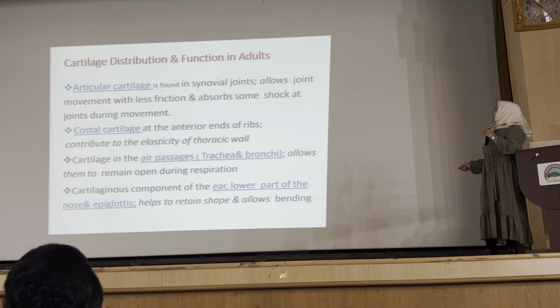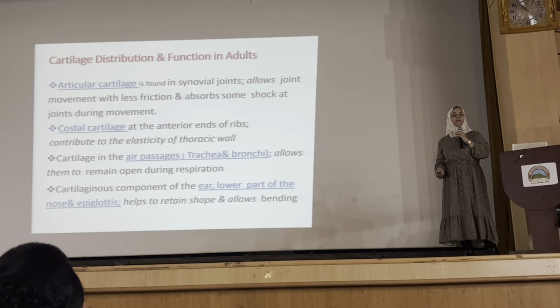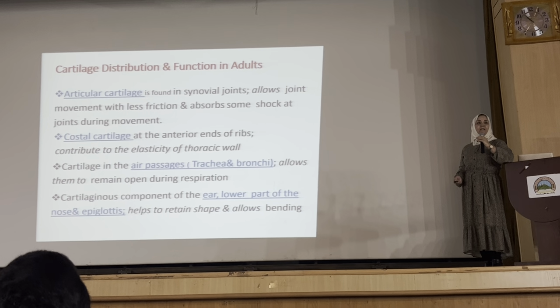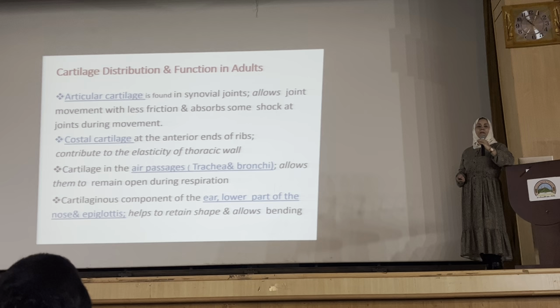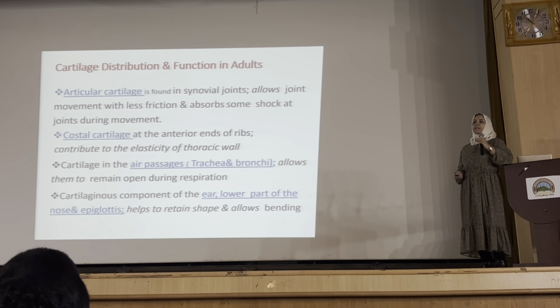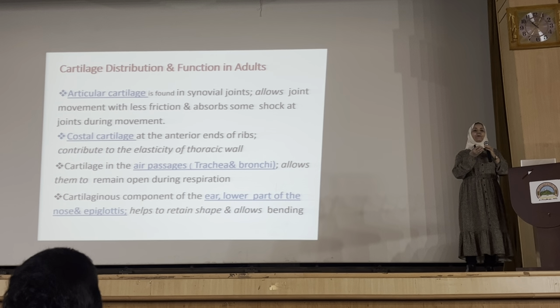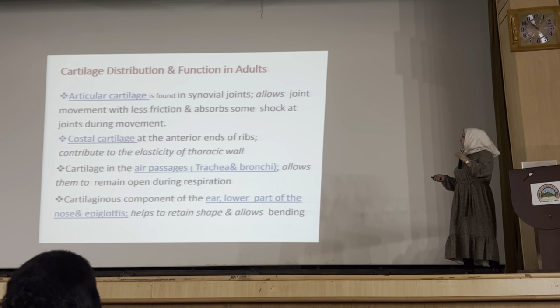Also, cartilage is found in the wall of the air passages. For example, the trachea and the large bronchi all have rings or patches of cartilage which give support and maintain a patent airway during respiration.